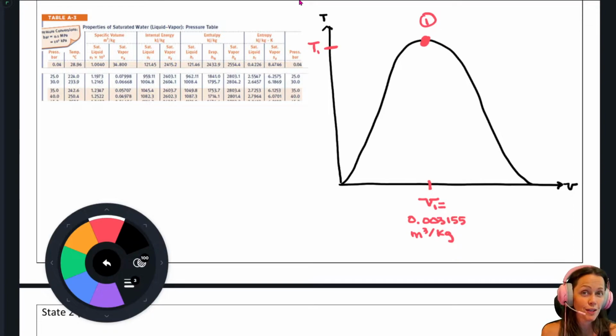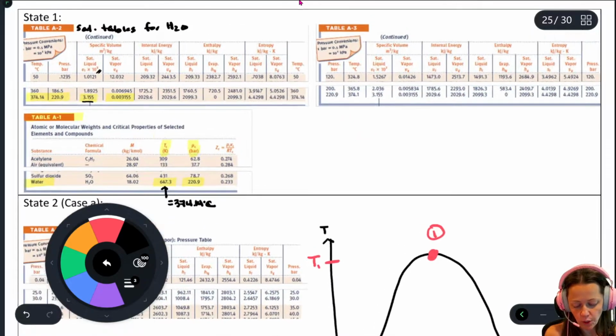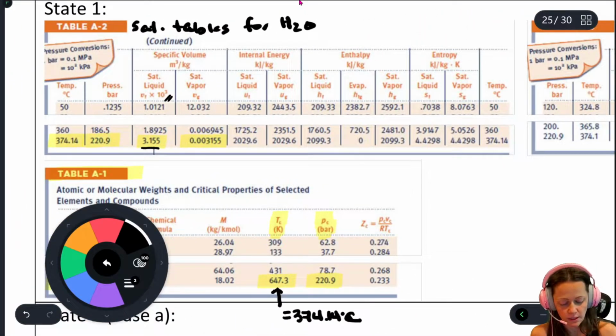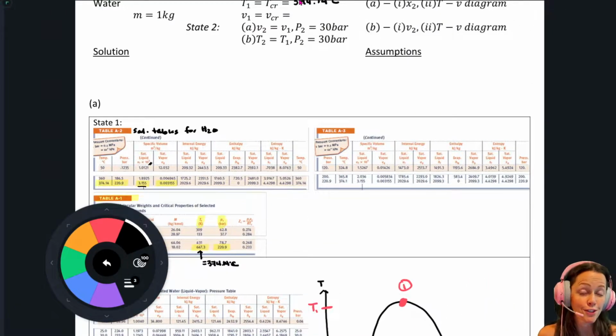Here you've got something that's on the dome, but at a very specific spot on that dome, right at the pinnacle, so there's a corresponding specific volume that goes with that. You'll get there anyway when you look on your saturated tables because no matter which value you pick, they're exactly the same. All right, so I've labeled things on state one.